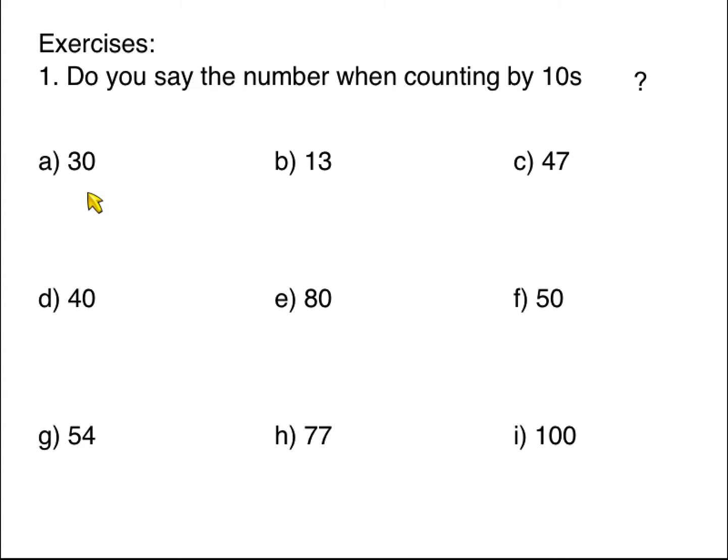You should do thumbs up, thumbs down. Do you say this number when we count by tens? Thumbs up, because it ends with 0. This one? No. This one? No. How do you know? Doesn't end with a 0. This one? Yes, ends with a 0. You should see the pattern. Ends with a 0, ends with a 0. Doesn't, doesn't, does. 10, 20, 30, 40, 50, 60, 70, 80, 90, 100. You say them all.